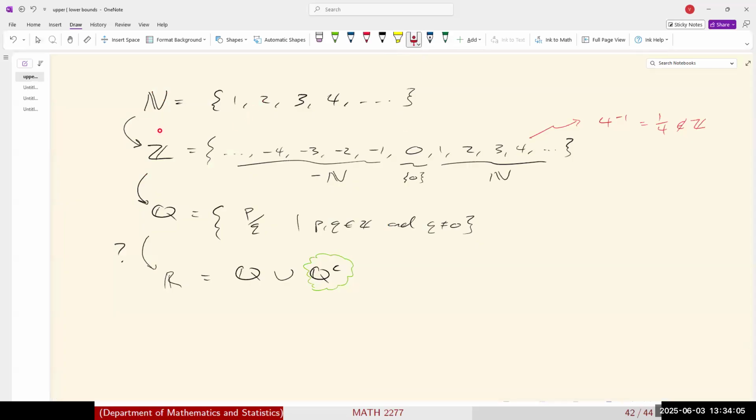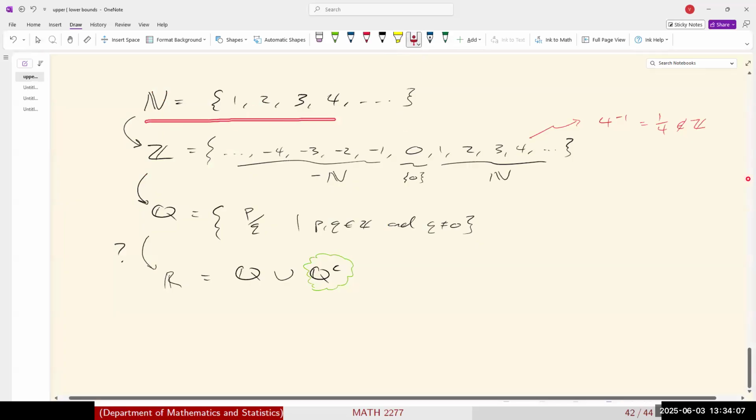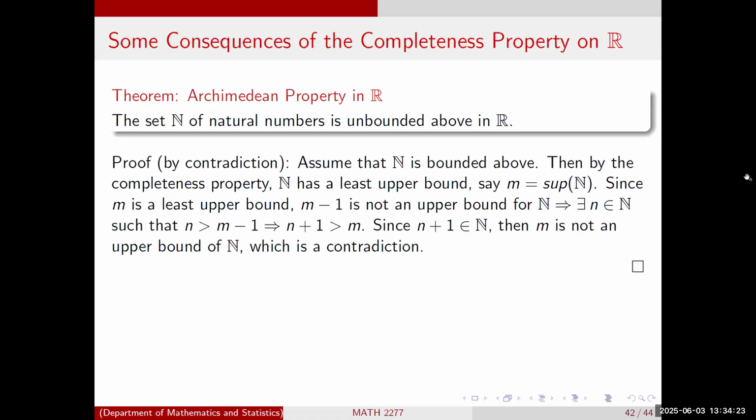The set of natural numbers has a lower bound, right? It starts at 1. So any negative number, or 0, is a lower bound. What about the upper bounds? It has no upper bounds, right? It's kind of obvious when you look at it. But how do you prove that? It turns out in order to prove this, you need this completeness property of R.